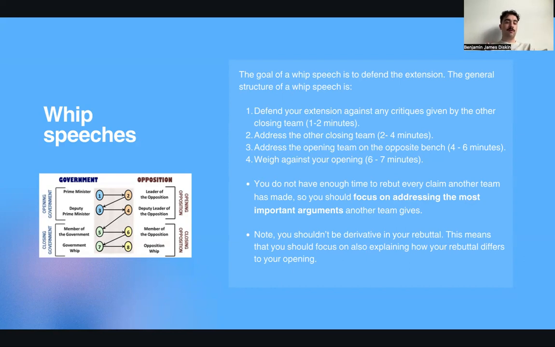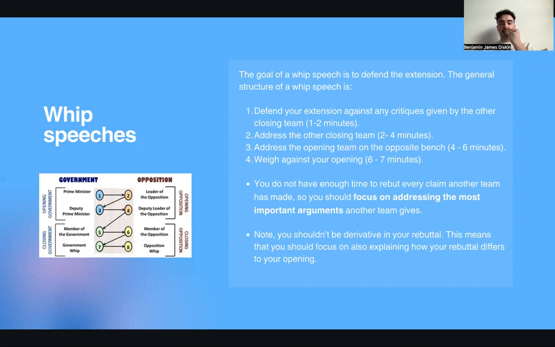What that means is that if you're closing government, your diagonal is opening opposition. And if you are closing opposition, your diagonal is opening government. And again, you can adjust the timing depending on how well you think opening opposition is done. So if you think opening opposition has done an exceptional job and closing opposition has done a poor job, you mightn't spend too much time on closing and a lot more time on opening. But the general idea is that you will, as a whip speaker, defend your extension and then broadly address the other bench as a whole.